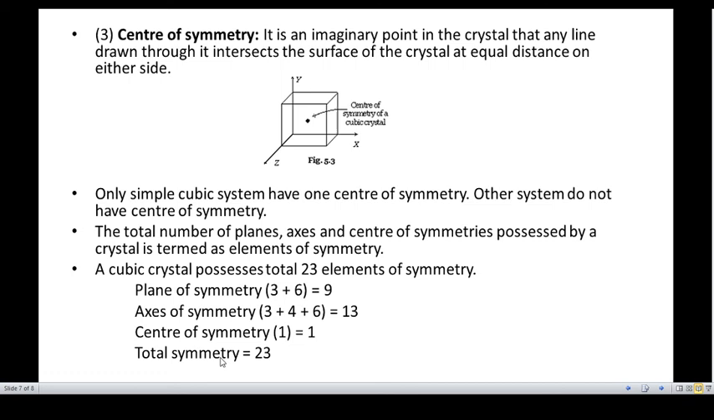Hope you understood what is crystallography, what are isotropic and anisotropic solids, and what are the 3 different elements of symmetry. So we shall discuss the remaining aspects in our next video.